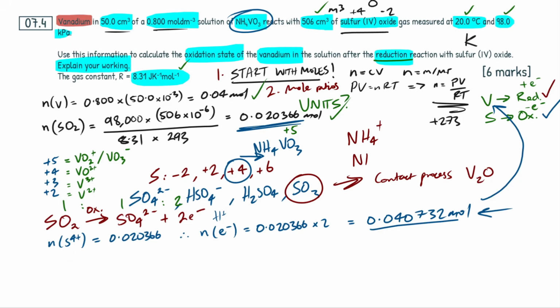However, something you have to consider here is the amount of things that are reacting. As we worked out earlier, we have 0.04 mole of vanadium that is getting reduced, and it is gaining 0.04732 mole of electrons. However, if an oxidation state is changing, it has to be an integer. So 1 mole of sulfur 4 plus has gone to 1 mole of sulfur 6 plus.